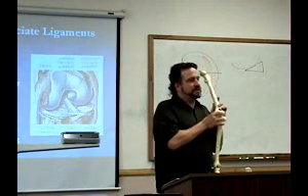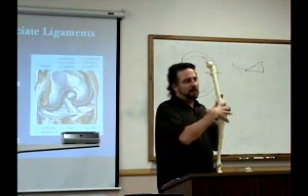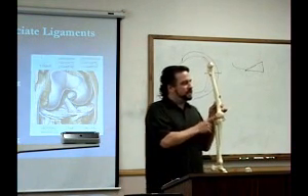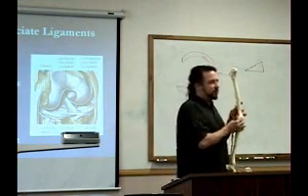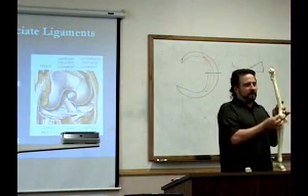So if you injure the cruciate ligaments, your whole knee can swell up like a big balloon. Whereas if you injure one of the collaterals, it's more likely just to swell locally at that area.